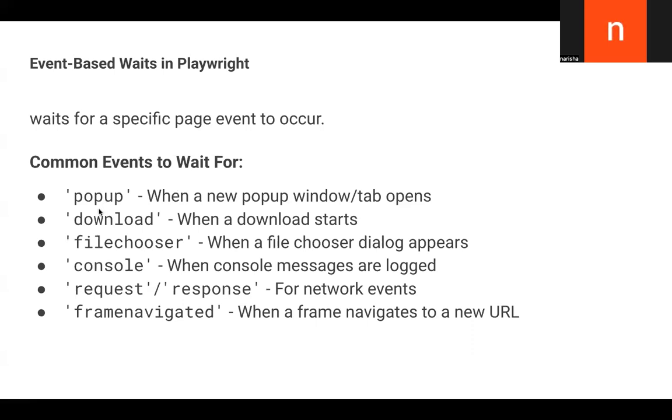So where do we use these wait for events? Pop-up: when a new pop-up window opens. Download: when the download starts. File chooser: when we want to choose a file, a dialog appears. Console: whether messages are getting logged or not. Request or response: waiting for network events. And frame navigated: when a frame navigates to a new URL. All of these are events, so we can use the wait for event method to wait for all of them.